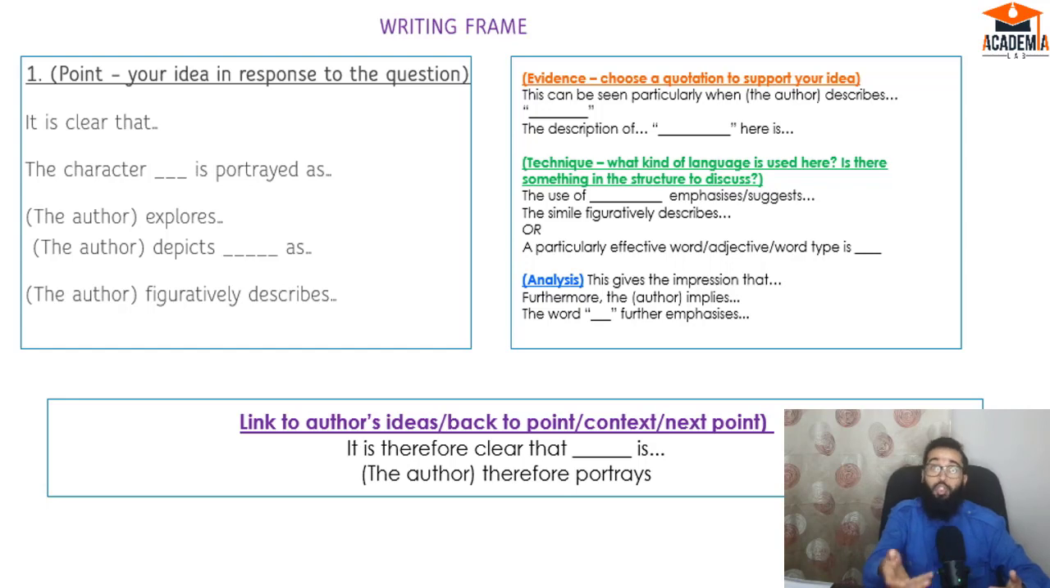And this might look like a PEE paragraph, where you give your point, give your evidence, give some techniques, and then explain how those techniques are related to the point, in order to end your answer. This is a very important way to analyze, and this is how I want you to analyze your texts or extracts in the future.